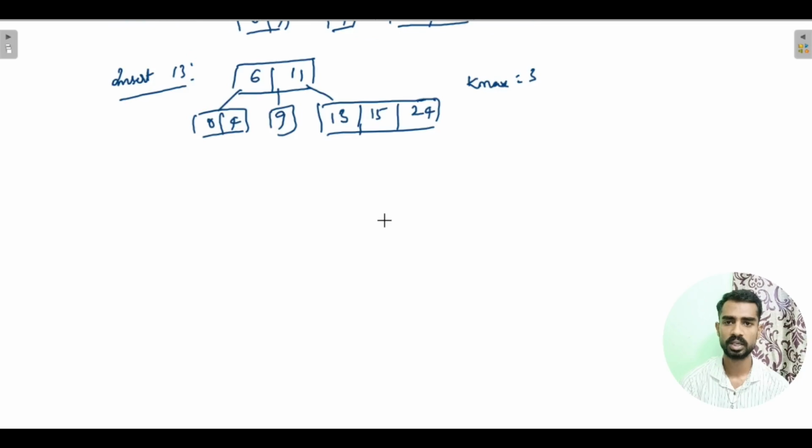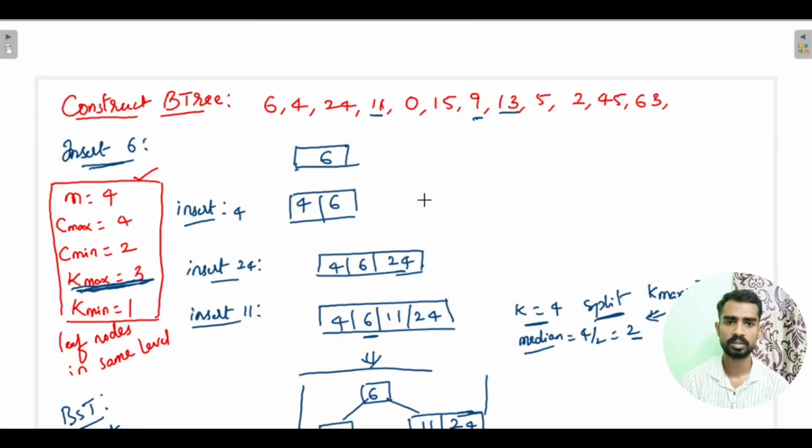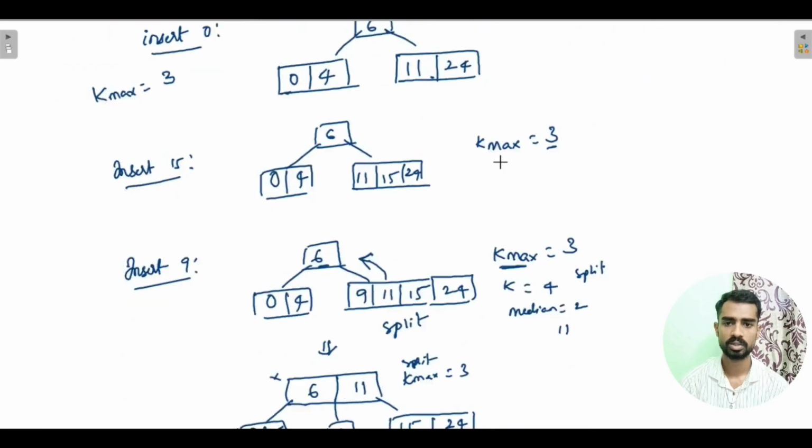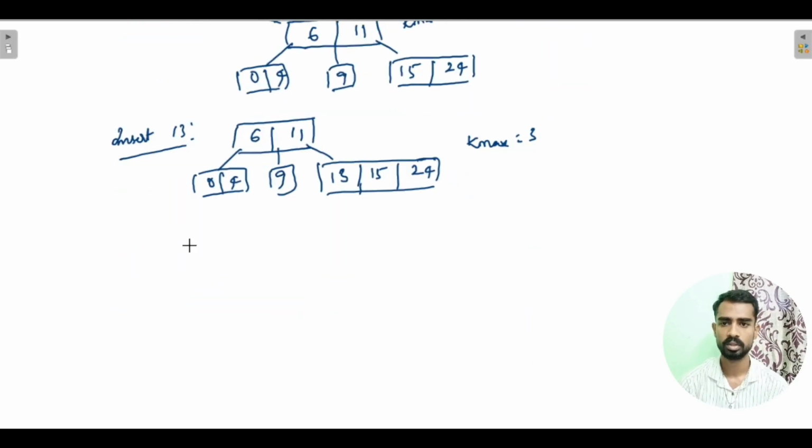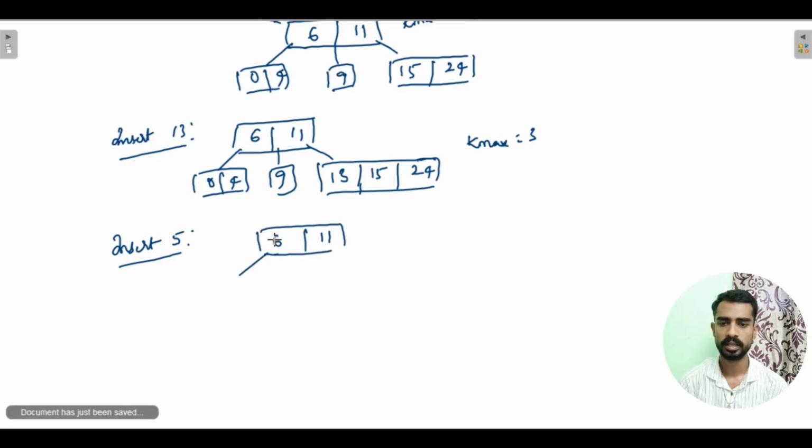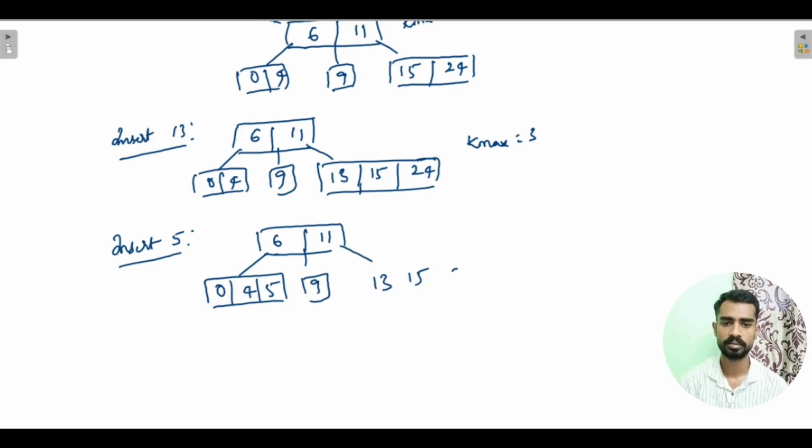So we will insert the next element. What is the next element? After 13 we should insert 5. So inserting 5. Where will the 5 go? 5 has to be inserted in the left subtree of 6 because 5 is smaller than 6, right? So in this particular node 5 can be inserted. This is how 5 has been inserted, and 9 stays as it is. We have 13, 15 and 24.